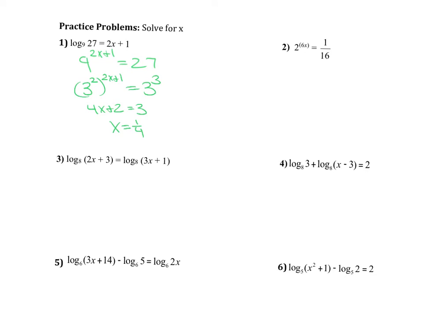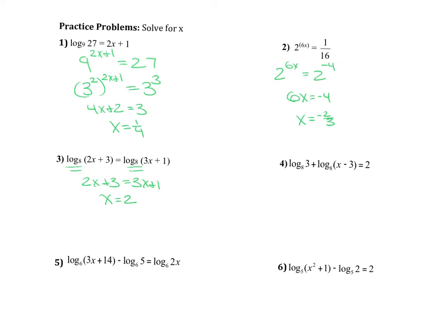Problem 2. Again, write both sides in terms of the same base. Left side is 2 to the 6x. Right side is 2 to the -4th. Exponents equal. Solve for x. Problem 3. Both sides in terms of the same log, so we set the arguments equal to each other. Solve for x.